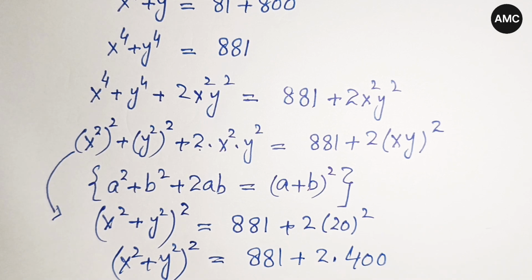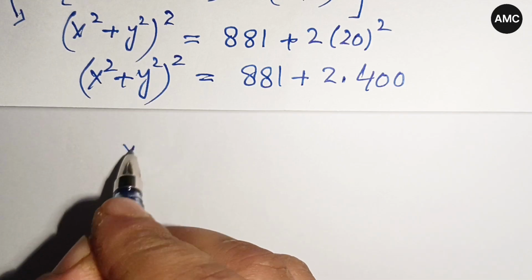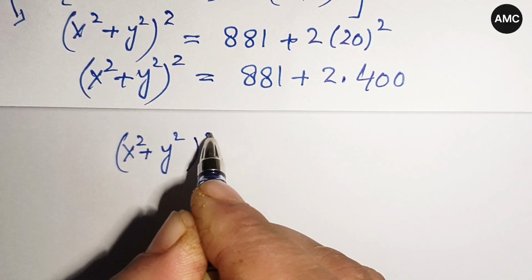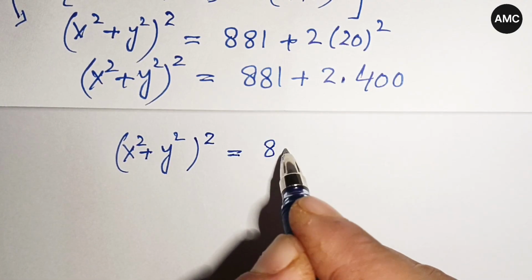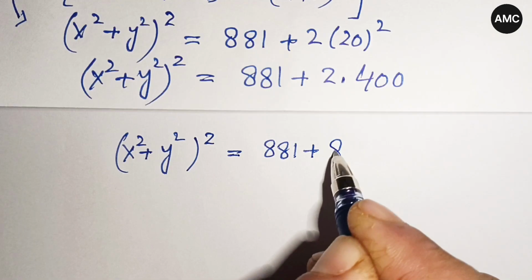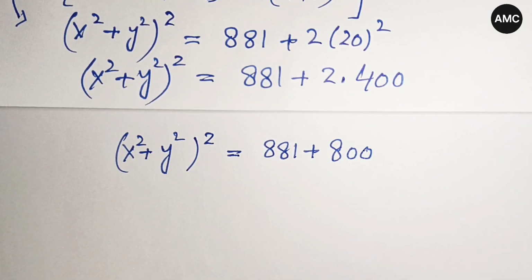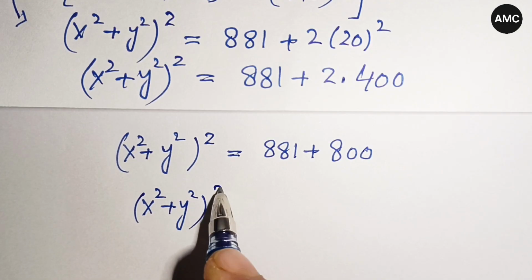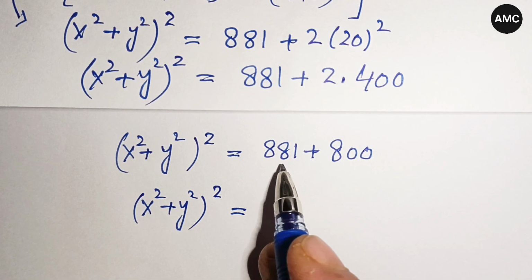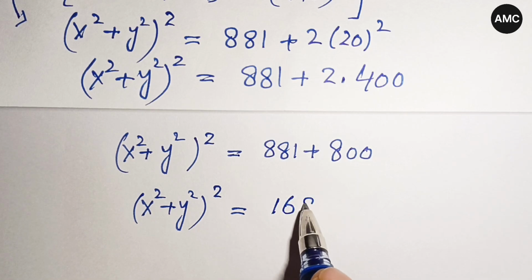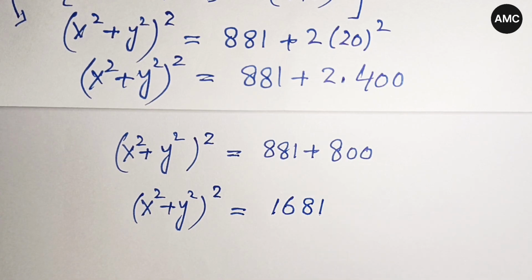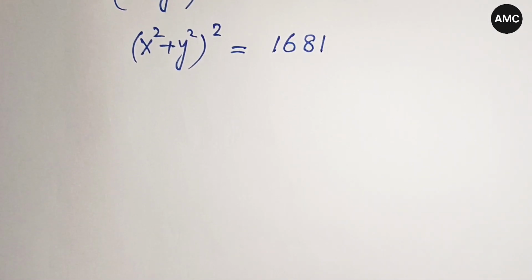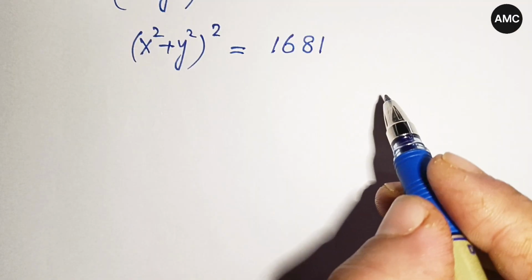Now our next step is, here we have x squared plus y squared whole squared is equal to 881 plus 800. Multiplying 2 times 400 we get 800. So x squared plus y squared whole squared is equal to 800 plus 881, we get 1681.